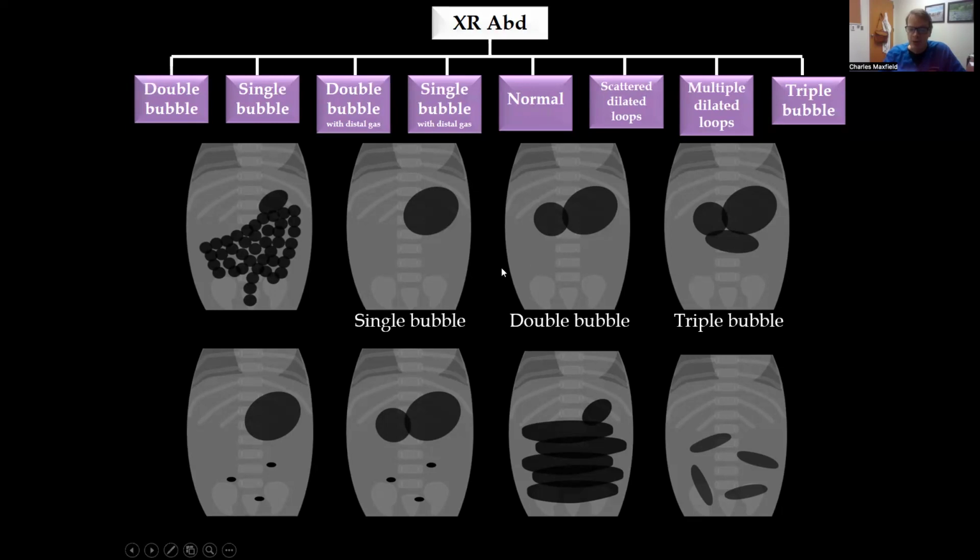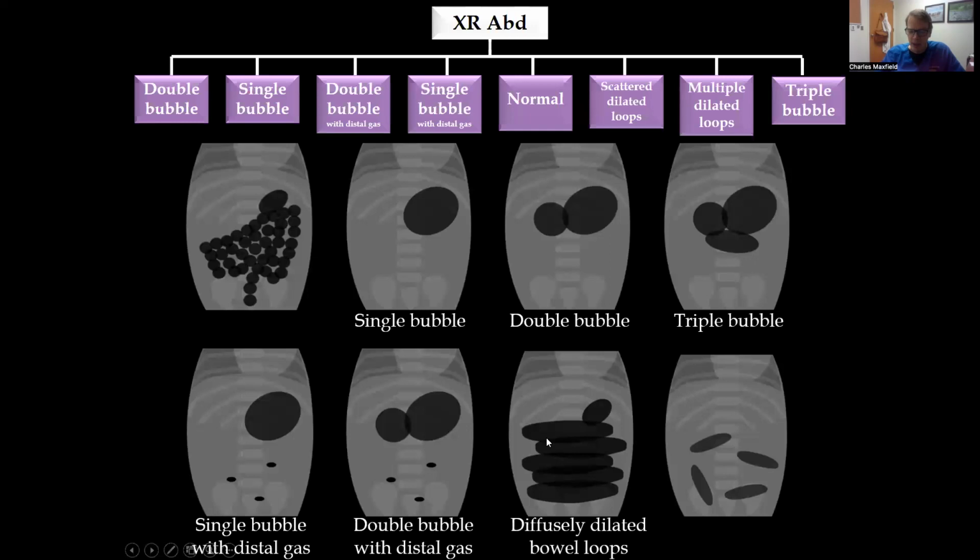But these 3 are different from each other, and the patient will be managed differently. Now notice on this one here, we have two bubbles, but this one's different because there's a little bit of gas distally. So I'll call this a double bubble with distal gas. And that really changes our management in important ways. This one is a single bubble with distal gas.